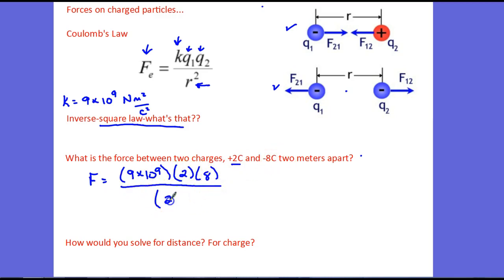They are 2 meters apart, so 2 squared. Calculator on: 9 times 10 to the 9th times 2 times 8 divided by 4 equals 3.6 times 10 to the 10th.